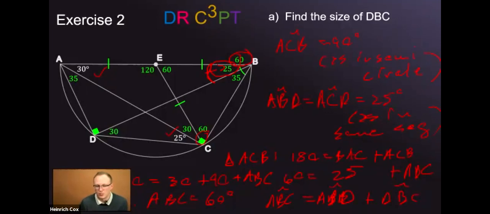And then this DBC must be the balance of that. So 60 equals 25 plus DBC. So 60 minus 25 is going to be 35. Now I've run out of space there, but basically at the end, we can then say DBC is equal to 35 degrees. And that's what happens when we solve this equation here. So that's how we got DBC.